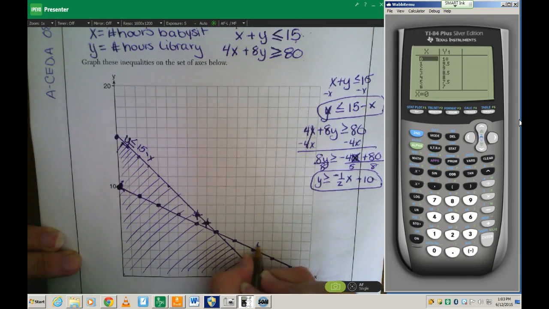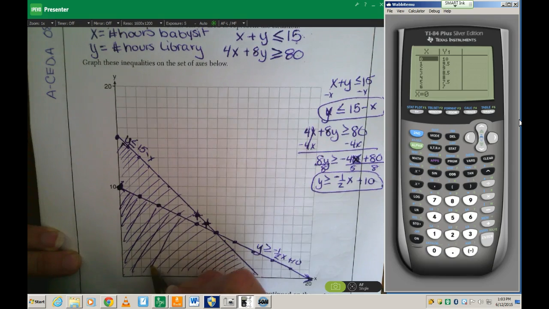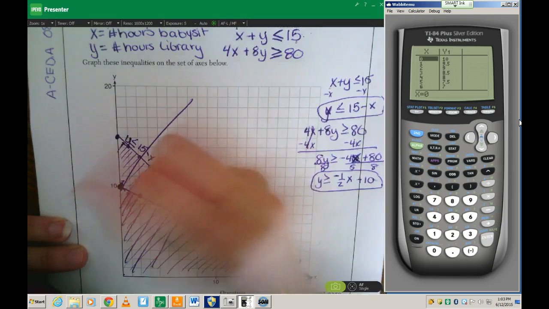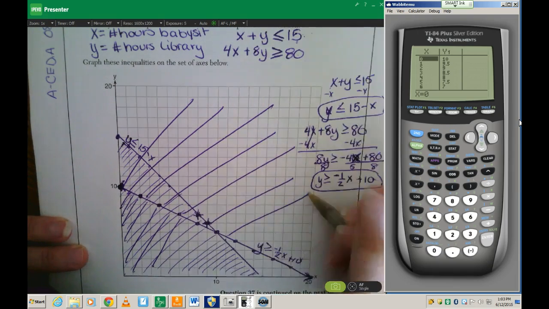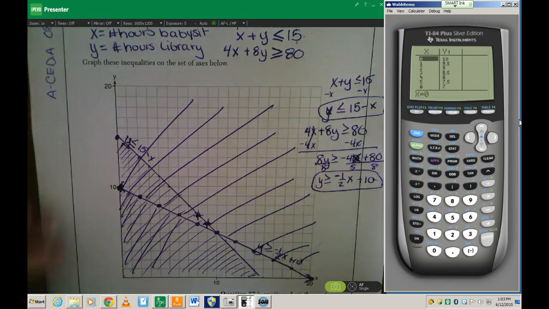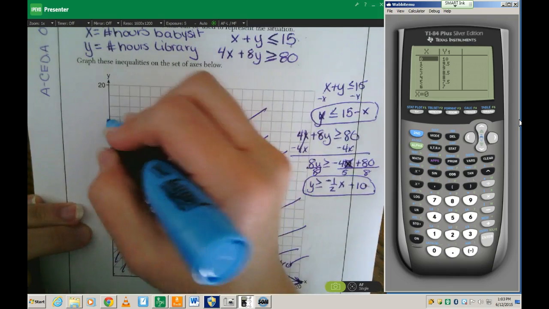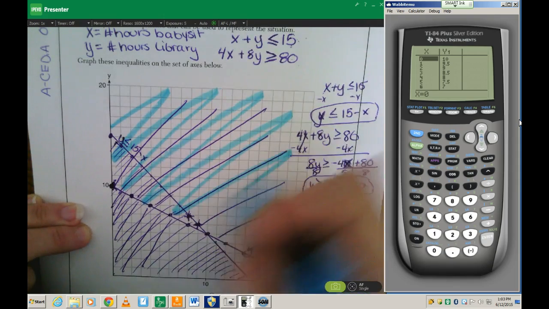This one is y is greater than or equal to negative 1/2 x plus 10. And now I have to shade this one. Ooh, it says greater than. Wow, clearly I need to shade this differently so you can see it, because I just made another mistake. I don't want to do the whole video again, so I'm not going to. But this says y values greater than.